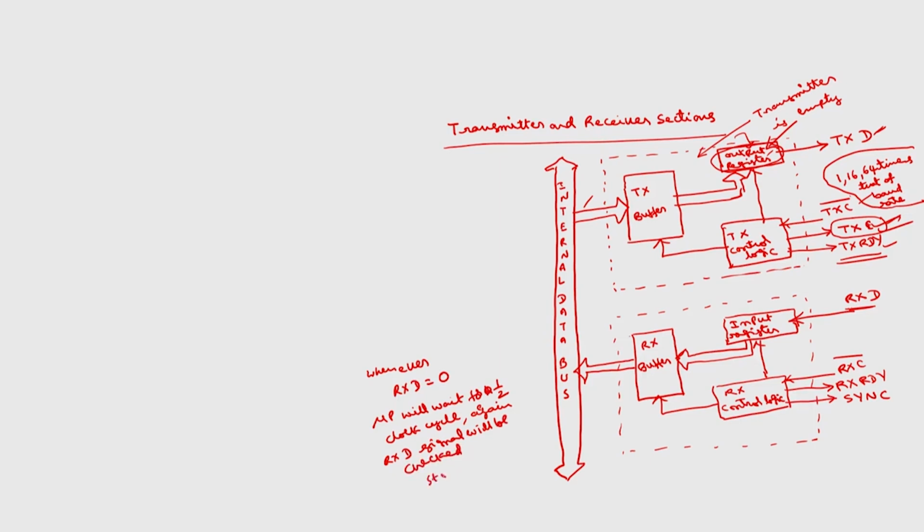If it is still 0, that means it is a proper start bit. So, the microprocessor will accept whatever data is received onto the input register. The data available on RxD is taken into the input register. That serial data will be converted to parallel by using this receive control logic.